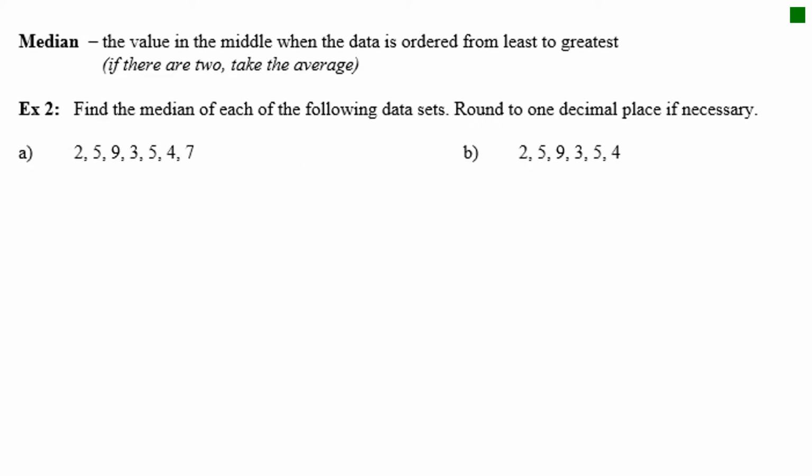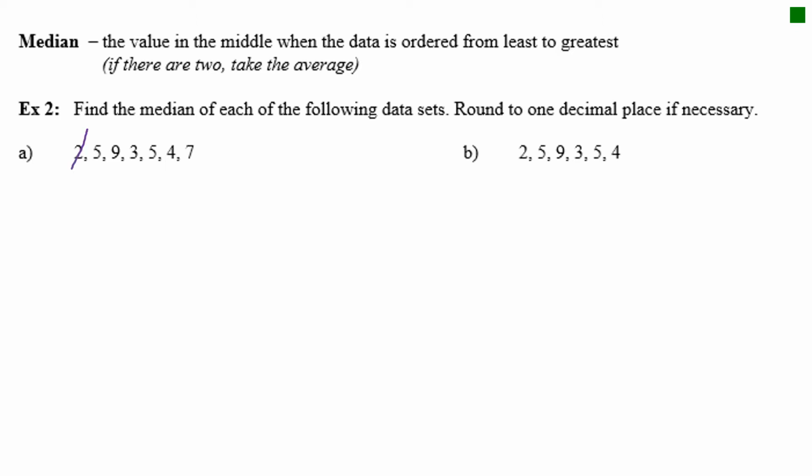All right. The next thing we're going to be calculating is the median. It's the value in the middle when the data is ordered from least to greatest. If there are 2, we're going to have to take the average. All right. So starting with example A, we're going to order them from smallest to biggest. And as we write it down, we're going to cross them out from the list so that we don't accidentally duplicate one, or we don't accidentally write one too many times.